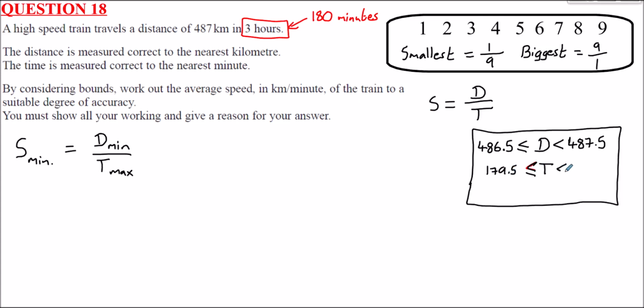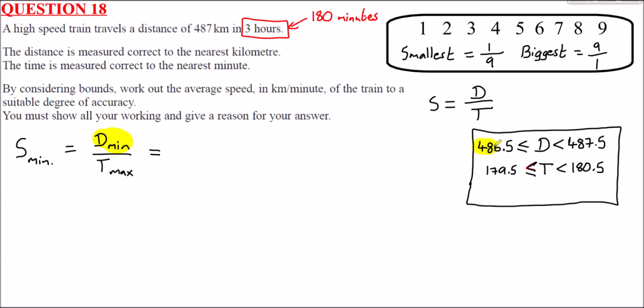And at the other end, the border between rounding down to 180 and rounding up to 181 would have been 180.5. So these values are how we're going to solve this question. So returning now to this idea of what the smallest possible speed could have been, we pick the minimum distance.